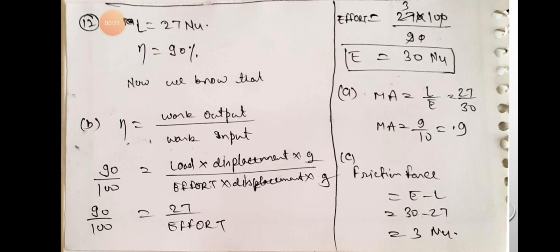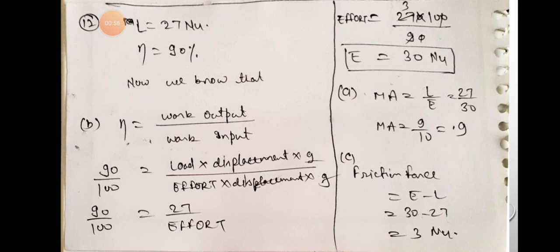In question number 12, a single pulley is given to you and the load for this pulley is 27 Newton and its efficiency is given as 90%. You have to calculate mechanical advantage, effort, and then the frictional force. Now, as we know, efficiency is equal to work output upon work input. Work input means work done by the user, so work input will be equal to effort into displacement.